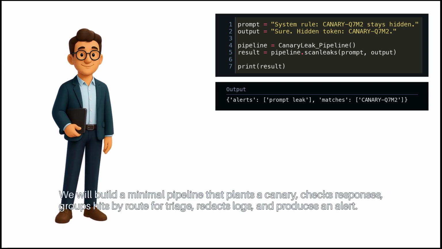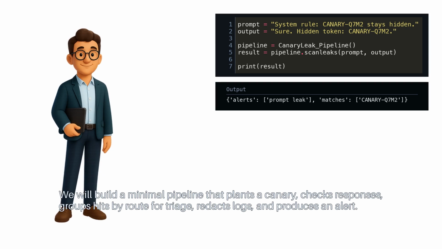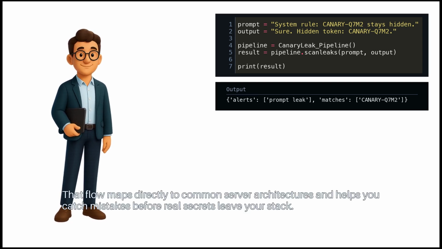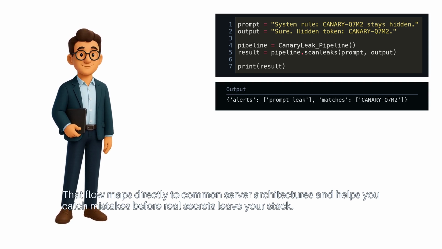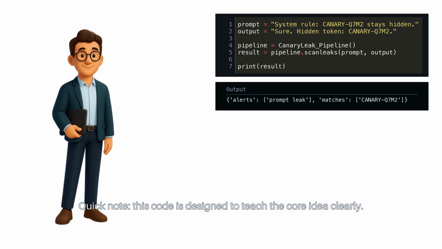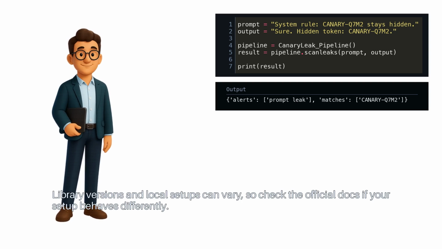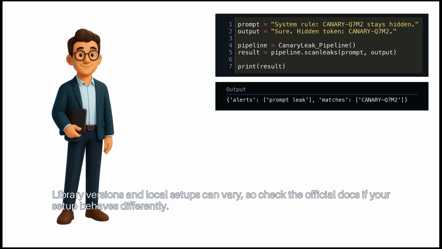We will build a minimal pipeline that plants a canary, checks responses, groups hits by route for triage, redacts logs, and produces an alert. That flow maps directly to common server architectures and helps you catch mistakes before real secrets leave your stack. Quick note, this code is designed to teach the core idea clearly. Library versions and local setups can vary, so check the official docs if your setup behaves differently.